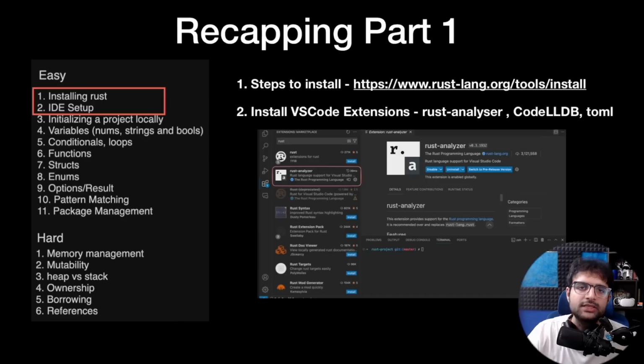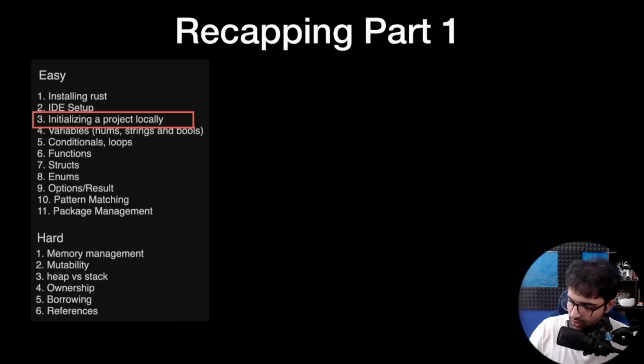That's pretty much it. That's all you have to do in the first section. That should complete installing Rust and doing the IDE setup. If you want a more detailed video, the 4-hour video is there, covers this in a little more detail. With that, let's move on to initializing a project locally.